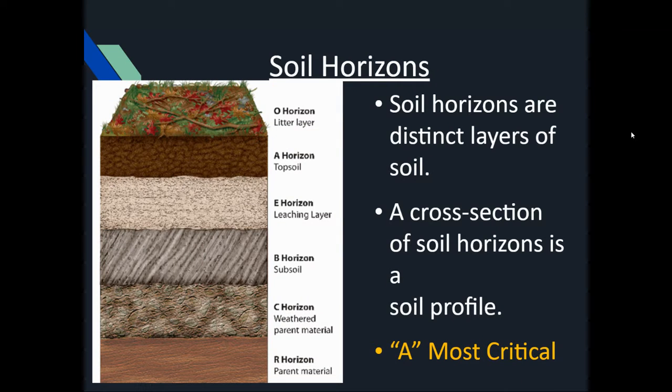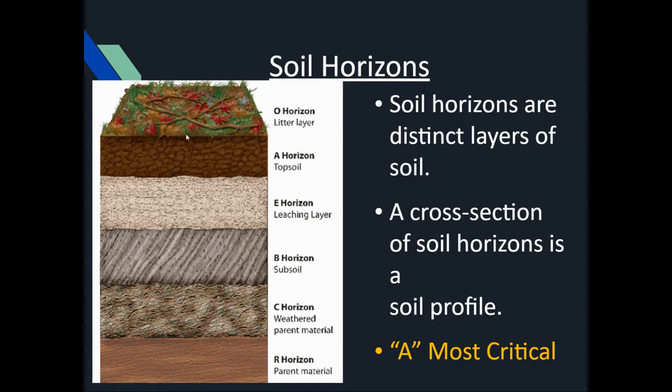All right, so the big point, soil horizon. So you have O, A, E, B, C, and R. Okay, it's important for you to draw this out in your notes. Get this diagram in your notes somehow. So soil horizons are distinct layers of soil. A cross section of soil horizons is a soil profile. Okay, that's an important vocab term. A is the most critical soil horizon. So if we look at A, this is the topsoil.